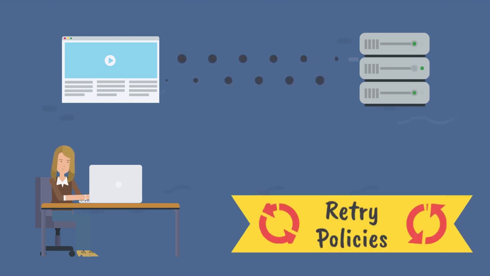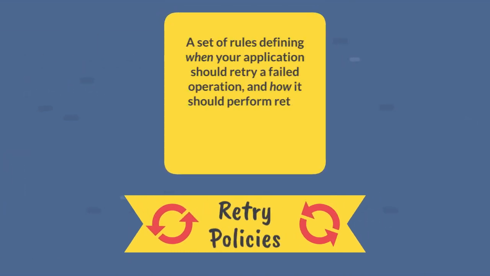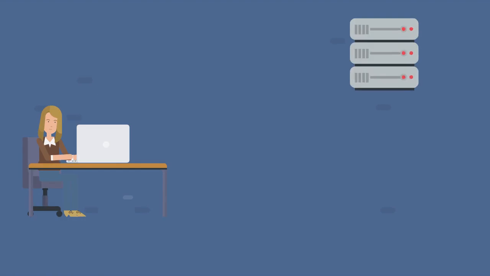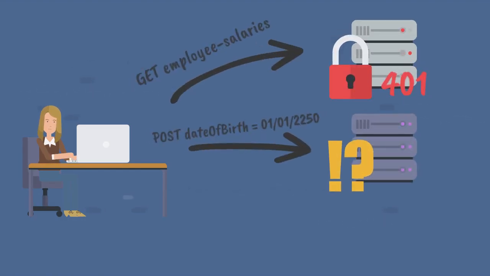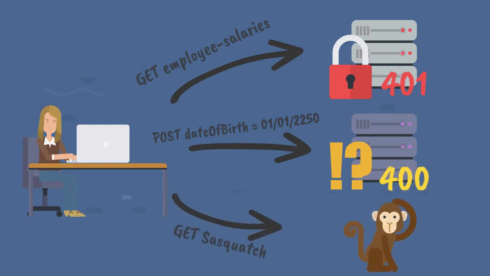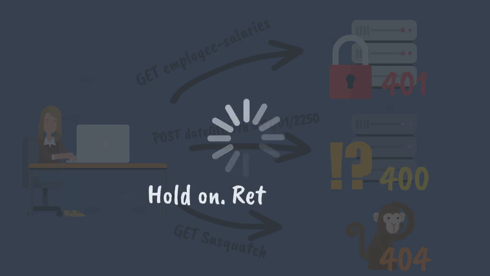Retry policies are a common way to help mitigate these risks. A retry policy is a set of rules that define when and how your application should retry an operation. Not every operation should be retried. For example, if you're not authorized to access the resource you're trying to use, if the data you're sending isn't valid, or if the resource you're trying to reach just doesn't exist, no amount of retries will resolve these issues. In fact, by retrying in these scenarios, you'll actually be slowing down your application unnecessarily.